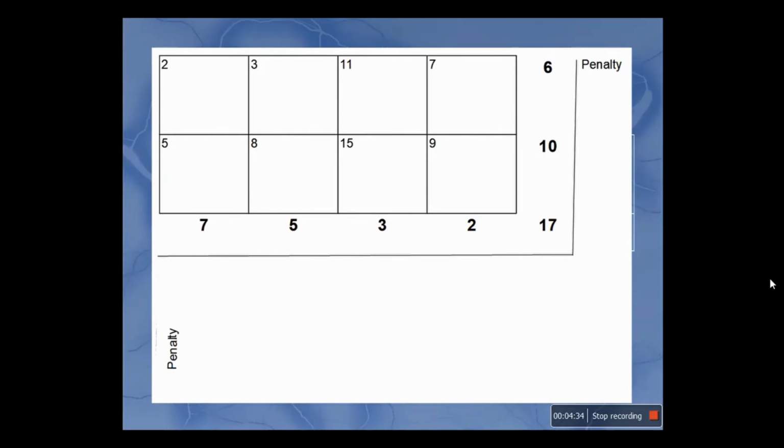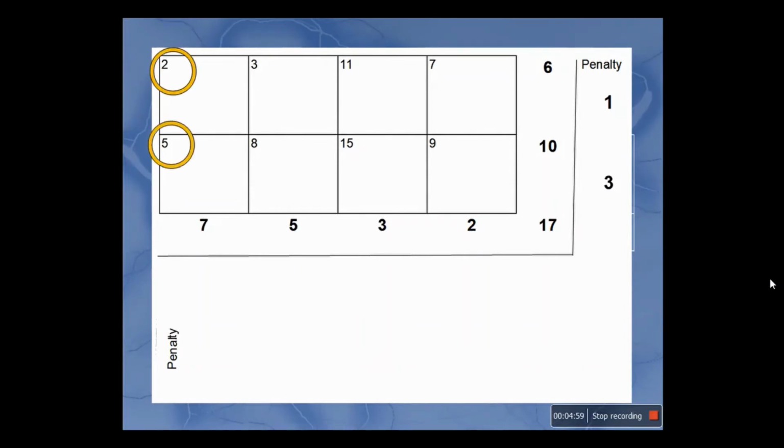For this matrix again we are going to find the penalty. Okay, for the first row, again 2 is the smallest element and 3 is the second smallest element, their difference is 1. So the penalty for row 1 is 1. And for the second row, the minimum and next minimum are 5 and 8. Here the difference is 3, so the penalty is 3.